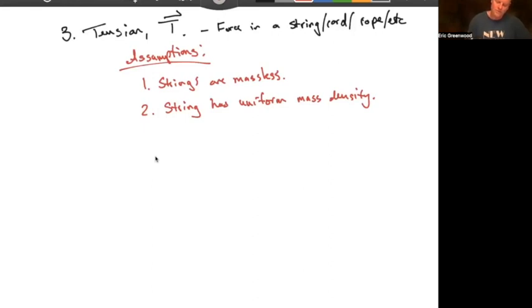And the last assumption we're going to use for now, which we'll break later, is that when it comes to pulleys, they will be massless and frictionless.